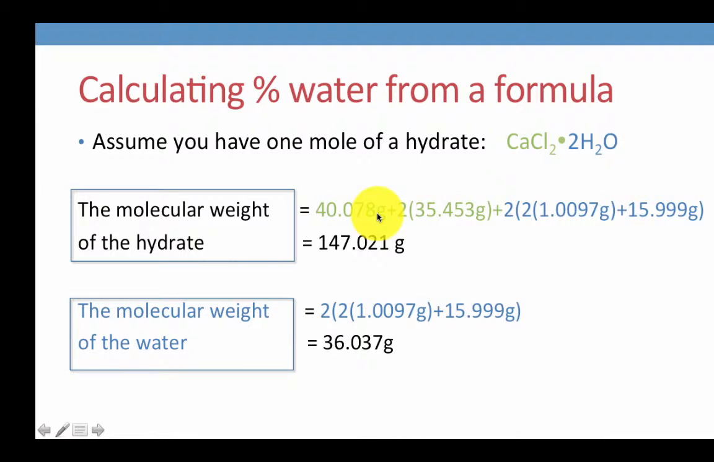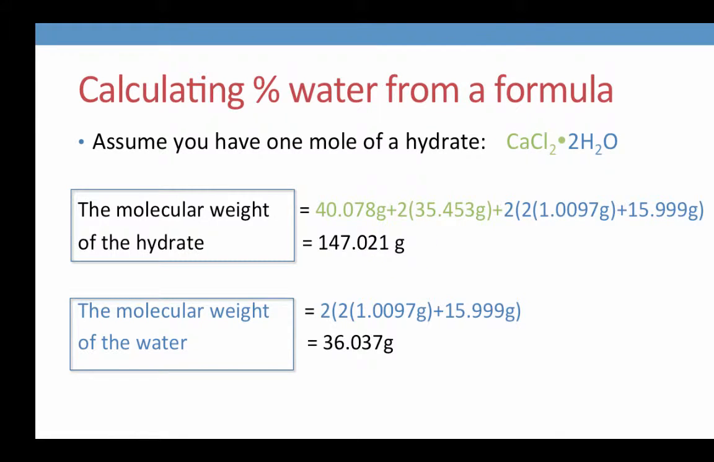40.78 grams for our calcium. We have 2 chloride ions, so 2 multiplied by 35.453 grams for the chlorides. And then we include the mass of the water, so 2 waters, and each water weighing 2 hydrogens, so 2 times 1.097 grams for the hydrogens, and 1 oxygen, so adding 15.999 grams. If we do the mathematics on that, we'll find that the molecular weight of calcium chloride dihydrate is 147.021 grams.